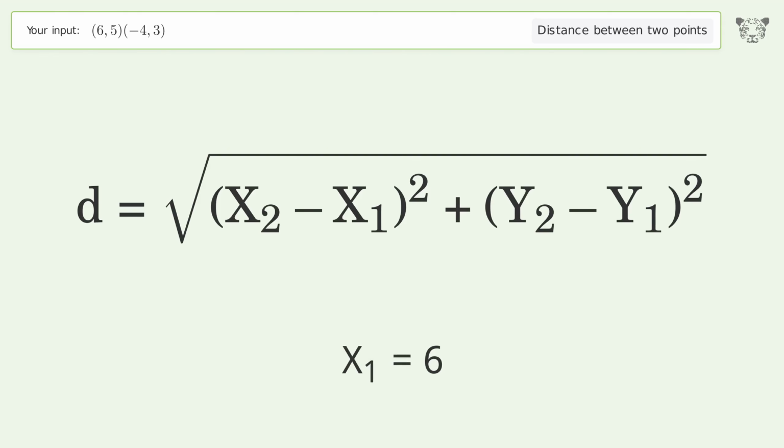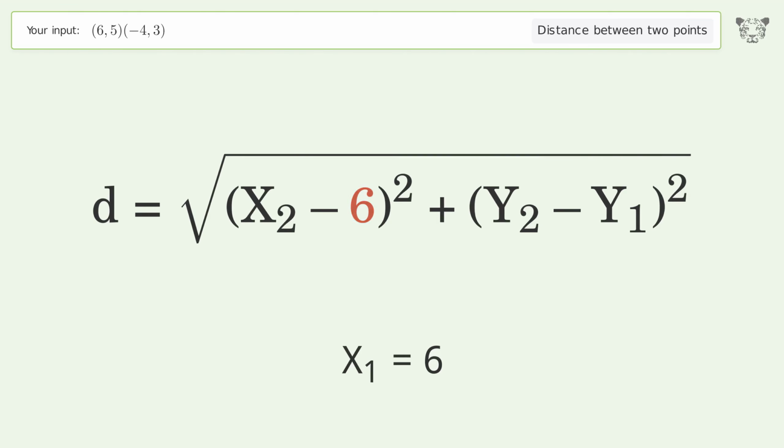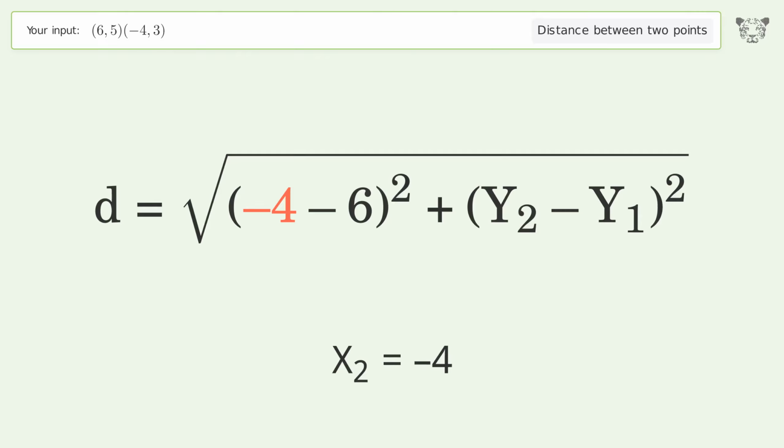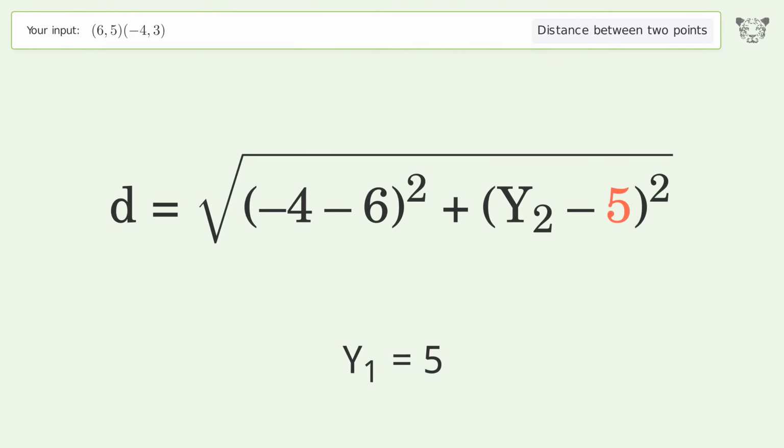x1 equals 6. x2 equals -4. y1 equals 5. y2 equals 3.